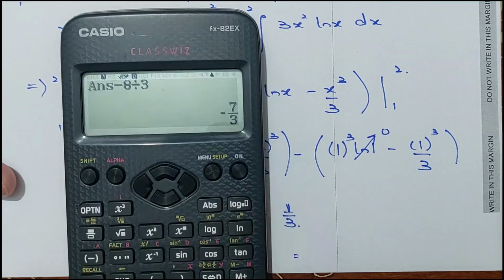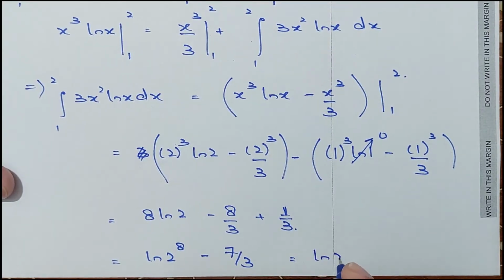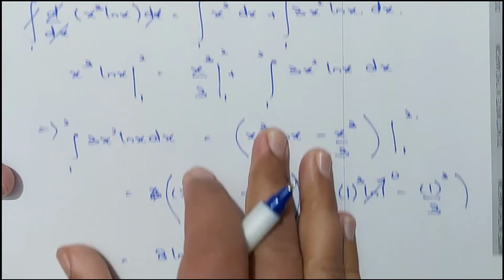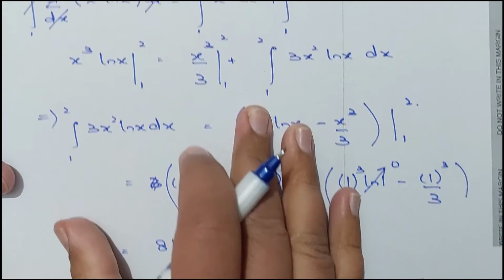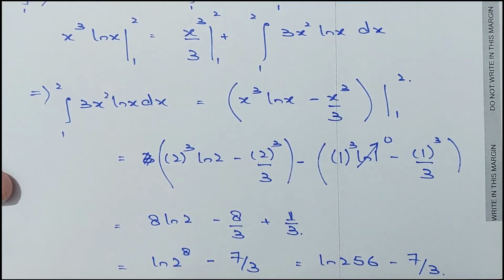2 power 8 is 256. ln 256 minus 7 over 3. So now this is in the form of ln a plus b. a is an integer, which is 256, and b is a rational number, which is minus 7 by 3.